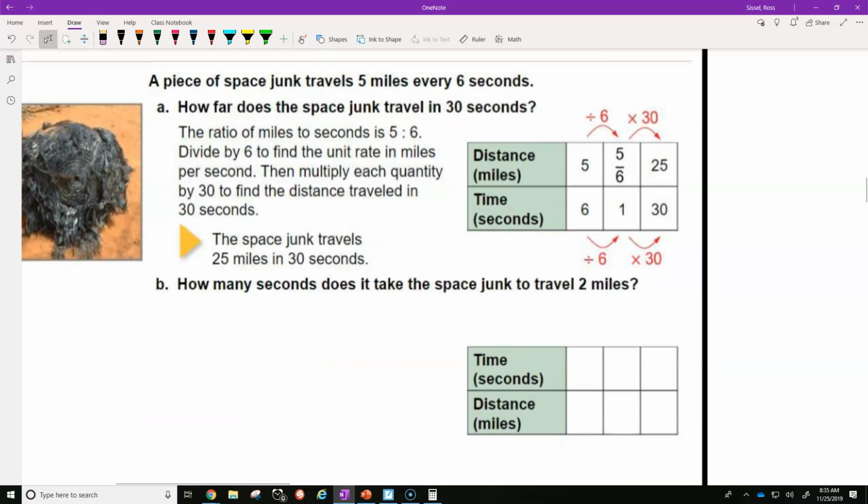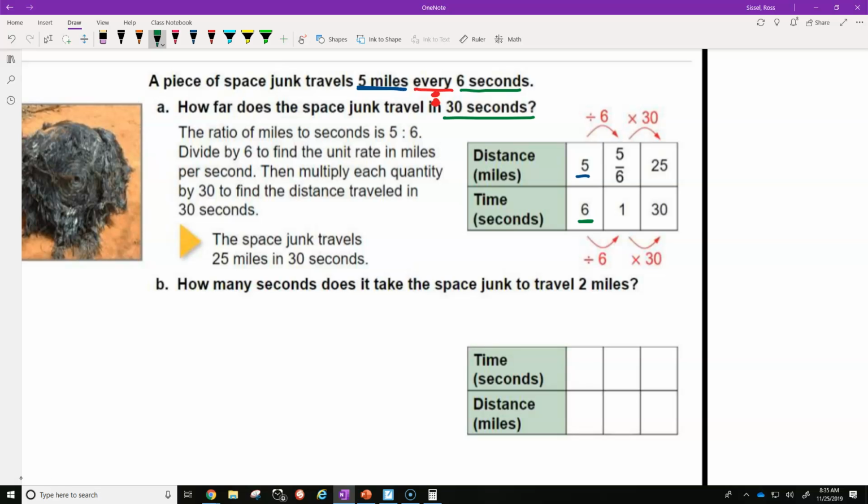So it says a piece of space junk travels 5 miles every 6 seconds. Well, there's our ratio. 5 miles every, that's my per, and then we have 6 seconds. So here's 6, here's 5. It's very easy to throw things in a ratio table. It helps us visually see them. So distance, time. How far does the space junk travel in 30 seconds?